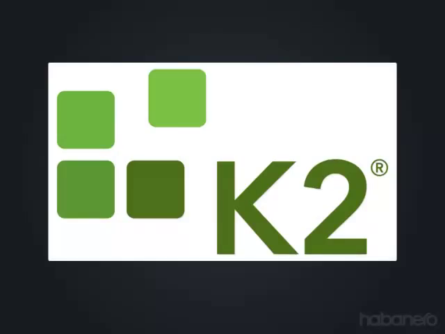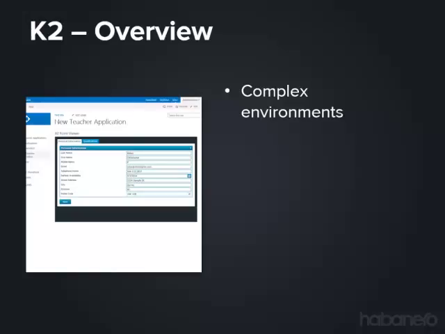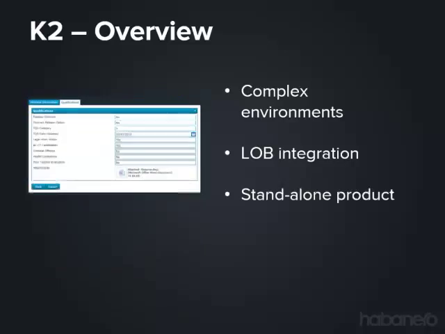First off is K2. They were formed in 2000. They currently have more than 300 employees across all continents, they're based in Bellevue, Washington, and they have many global partners. So an overview of K2: K2 is good for more complex environments. It easily integrates with SharePoint and other line of business systems such as SAP and PeopleSoft. It's also a standalone product that's not reliant on any other system.